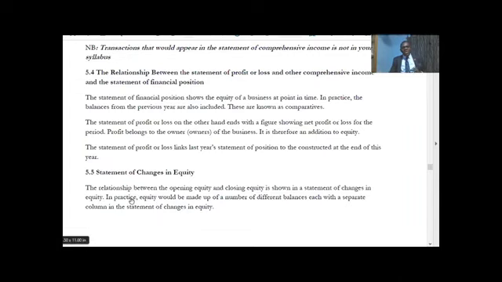Then what is the makeup of the statement of changes in equity? When you talk about the statement of changes in equity, what are we looking at? Now, the relationship between the opening equity and the closing equity is shown in a statement of changes in equity. In practice, equity would be made up of a number of different balances, each with a separate column in the statement of changes in equity. Great.